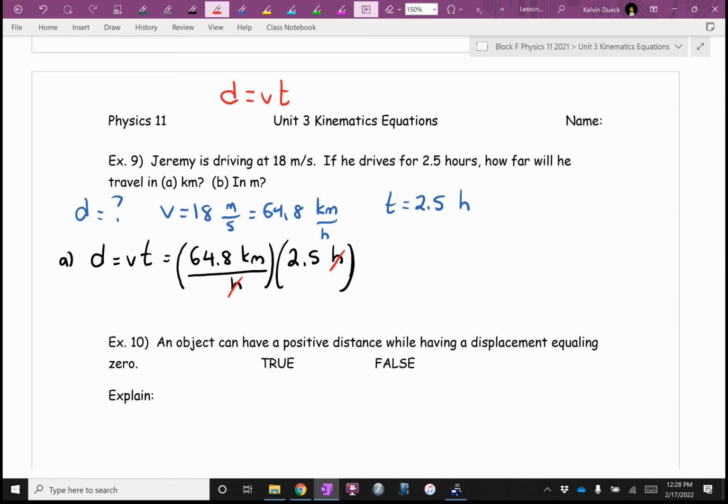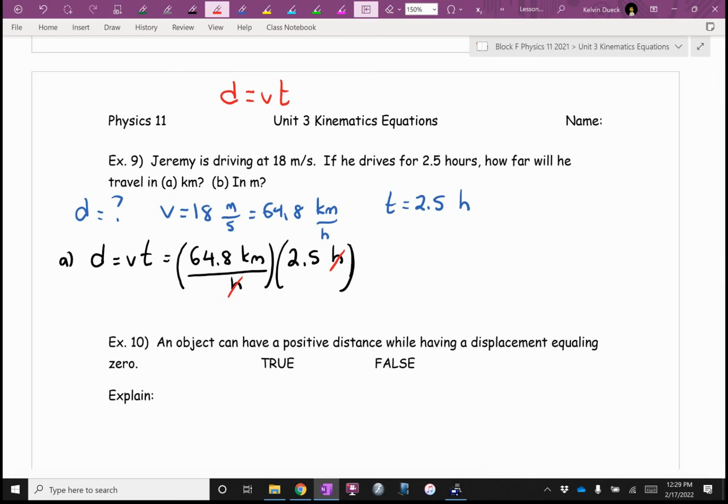Also convert the hours into seconds. You could. The other option, you're right, I could have converted this into seconds. That would have given me part B first. That would have given me the answer in meters, and then I could go to kilometers. And either of those, I'd give you full credit.